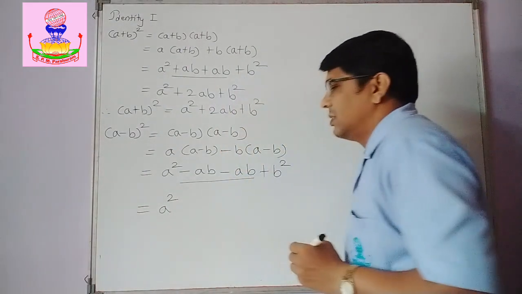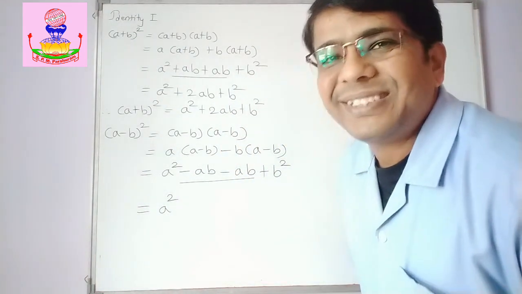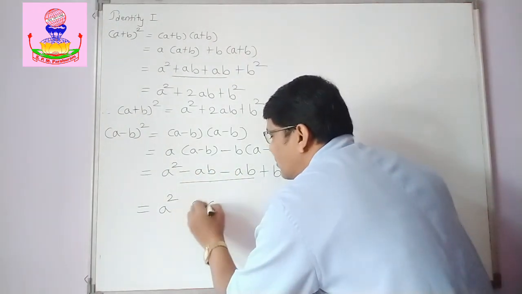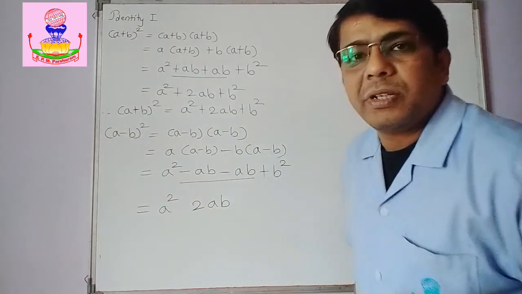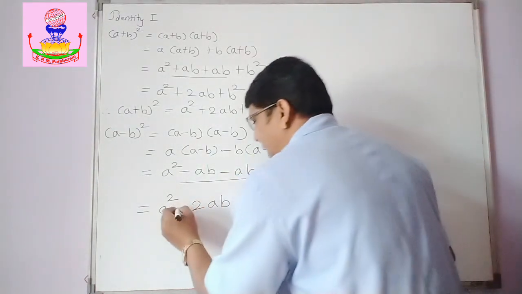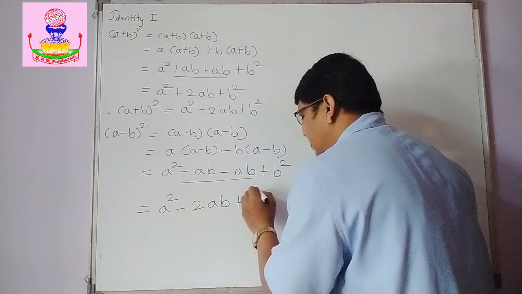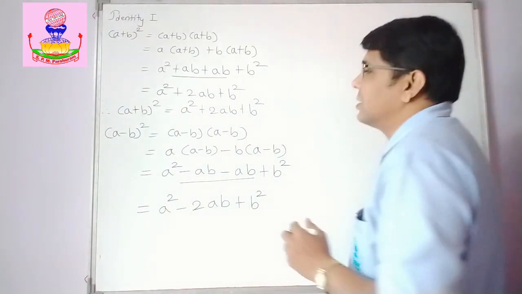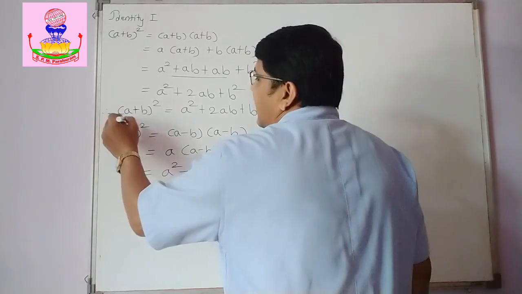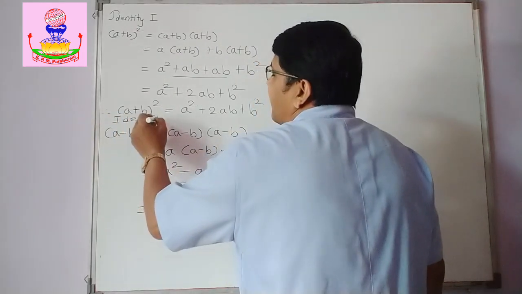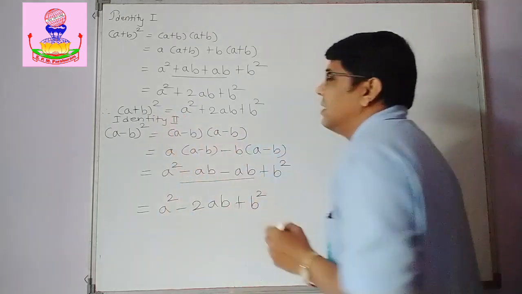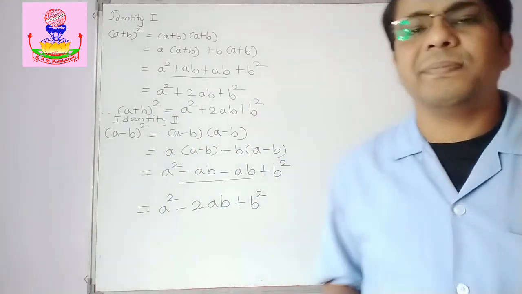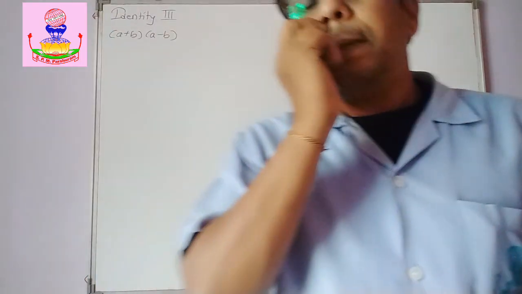Now look. These are the similar terms, minus ab and minus ab. So a square. Similarity in the sign, go for addition. So 1 plus 1, 2, so 2ab. Give the same sign, so minus 2ab plus b square. This is my identity number 2.